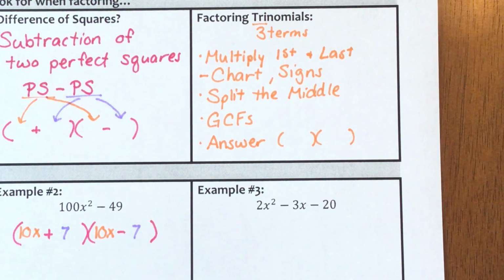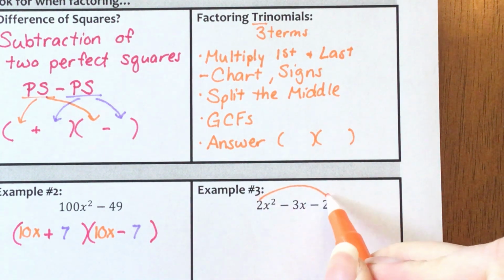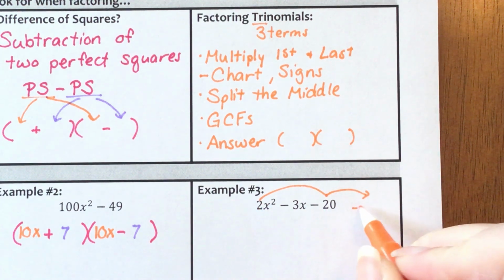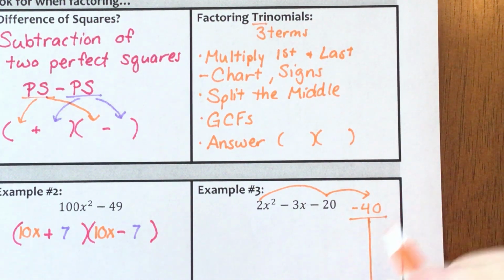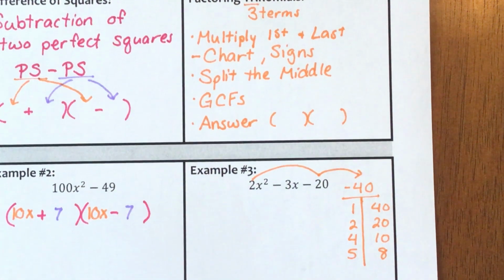Okay, so let's take a look at example 3. We do have 3 terms. Let's multiply together the first term times the last term and set that on top of a factor chart. So 2 times negative 20 is negative 40. Factors of 40: 1 and 40, 2 and 20, 3 doesn't go into 40, 4 and 10, 5 and 8, 6 doesn't go into 40, 7 doesn't go into 40, and then 8 would be our next number, which we already have. So we have found all of the factors of 40.